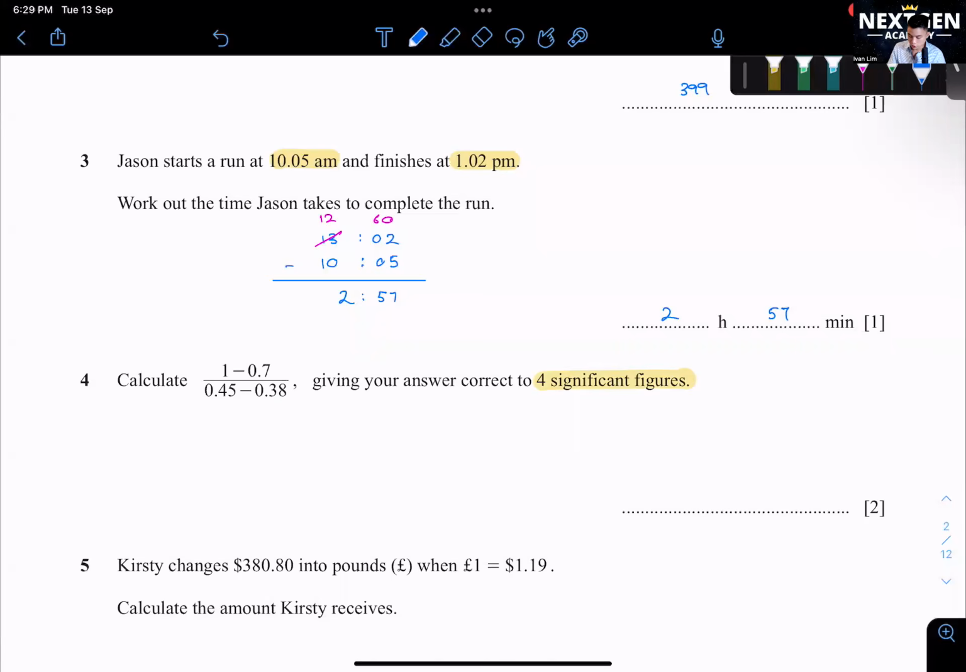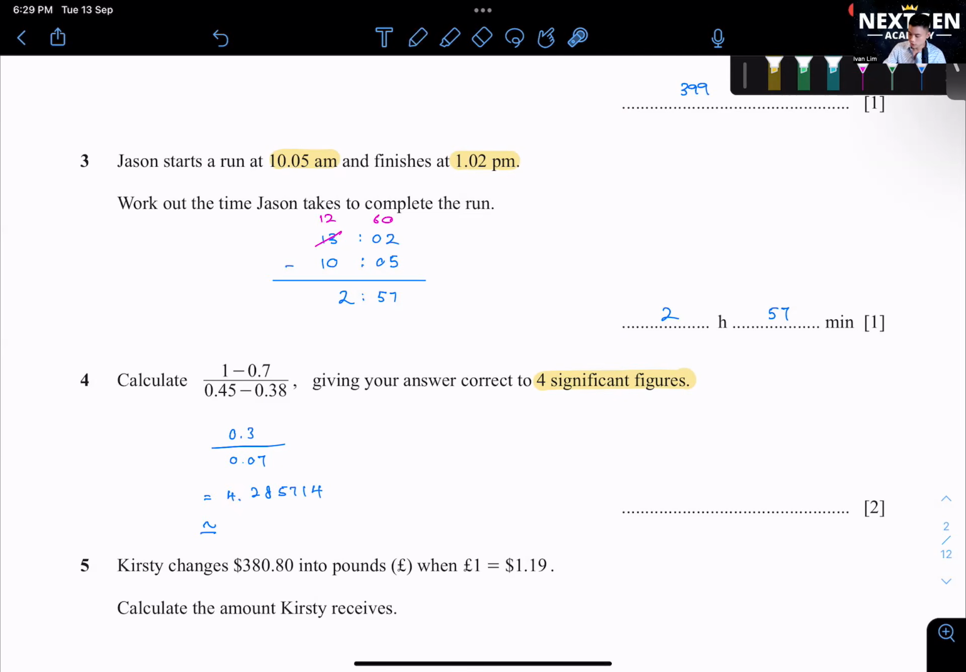So do the numerator first. This will be 0.3 over, then you put 0.45 minus 0.38, which you will get 0.07. Then type this in the calculator, 0.3 divided by 0.07, which you'll get 4.285714, right? Okay, so you need to know how to round it up to 4 significant figures.